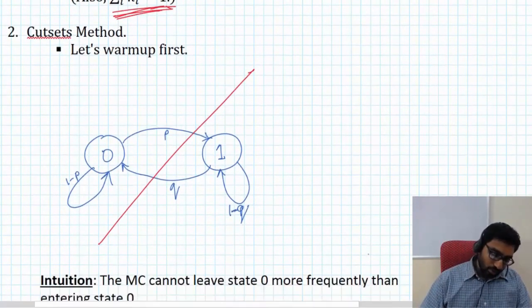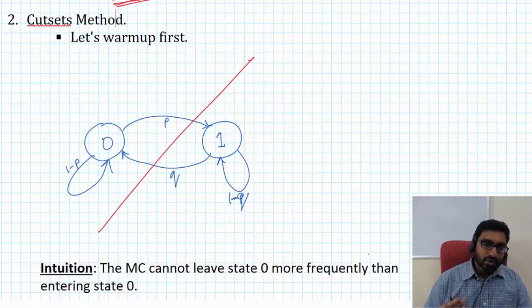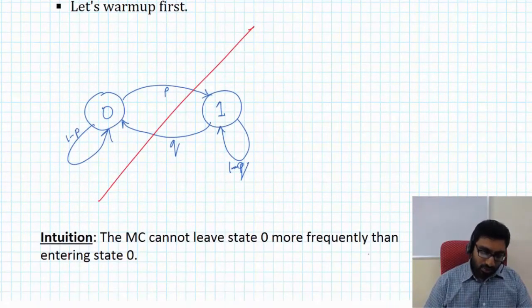So there's probably more intuitive ways to do that, and one of them is the cut sets method. Let's warm up first. Consider a very simple but nevertheless very useful Markov chain. It simply has just two states, 0 and 1.